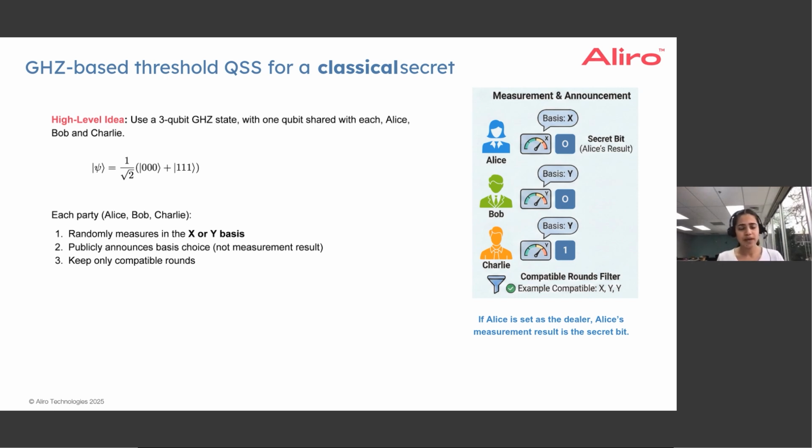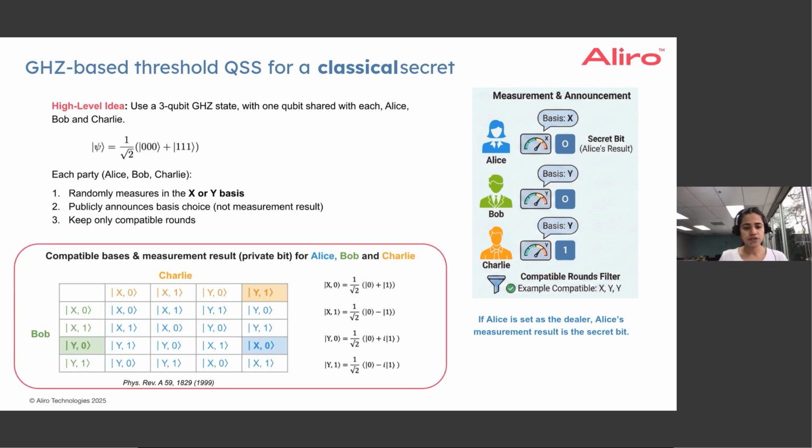And here we'll see so many analogies with the BBM92 protocol, where similarly the users of the network who want to share a secret key, just two of them, perform basis measurements and pick between two basis choices, and the basis choices are publicly announced. However, the measurement result or outcome is something they keep as a private bit. The same happens here, and compatible rounds are decided based on the basis choices that each of the parties announces.